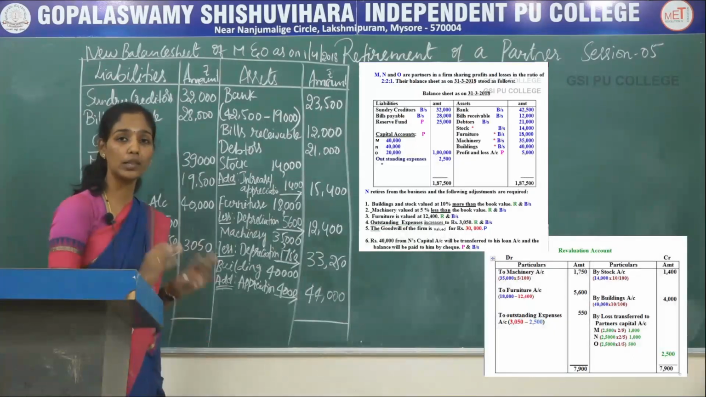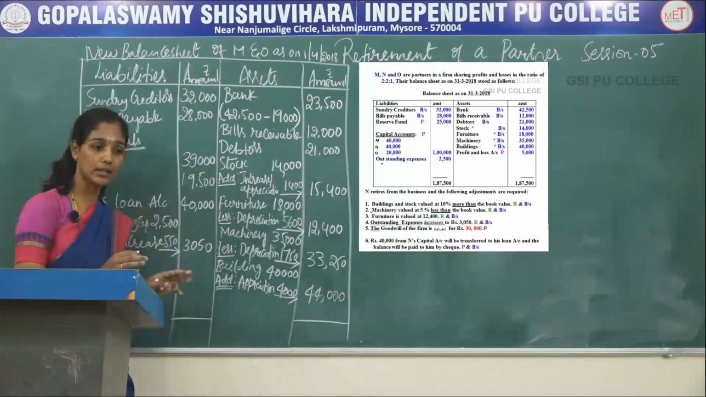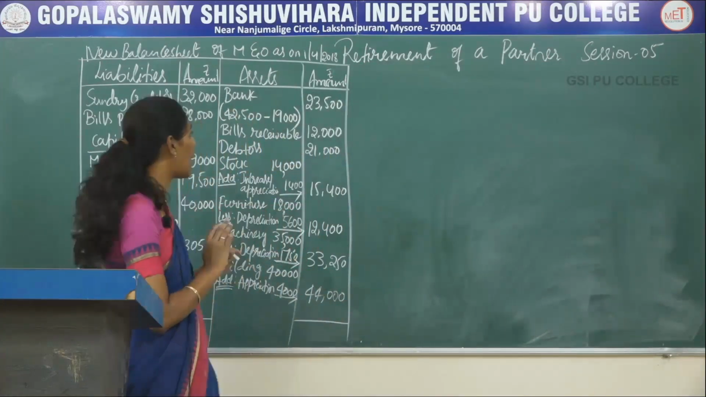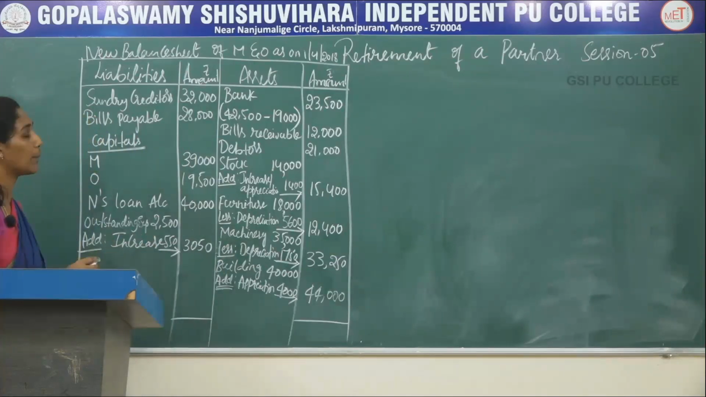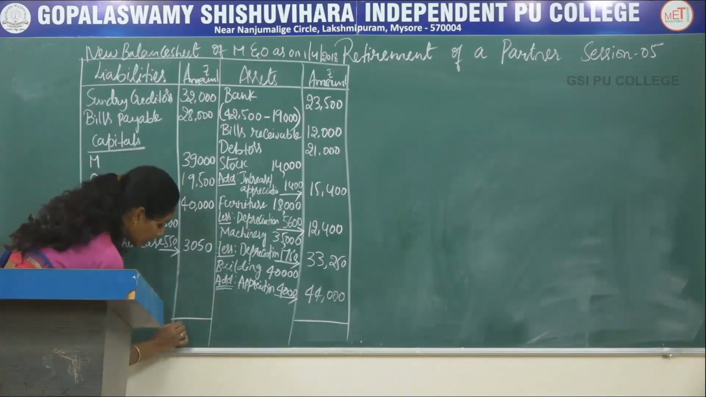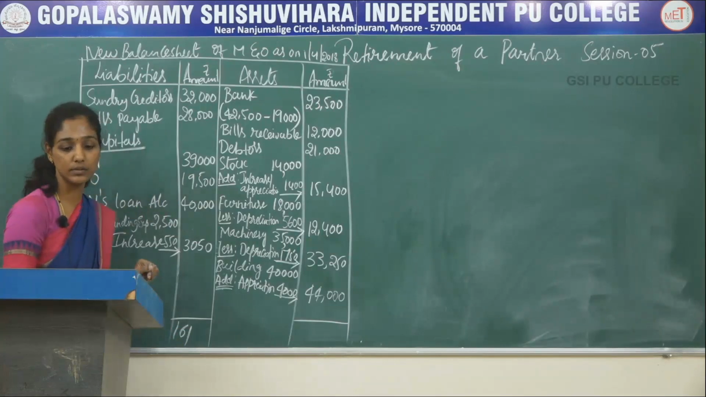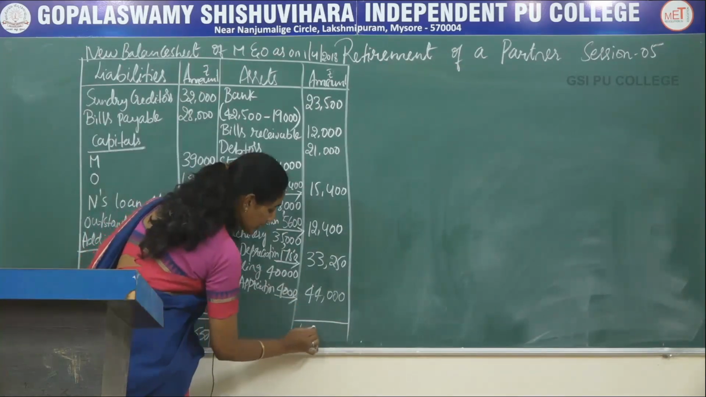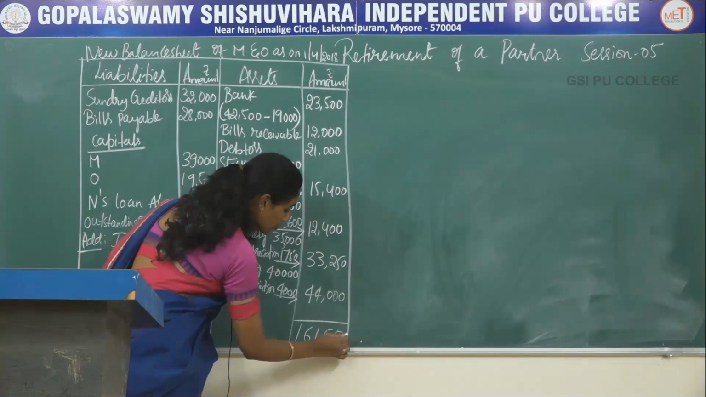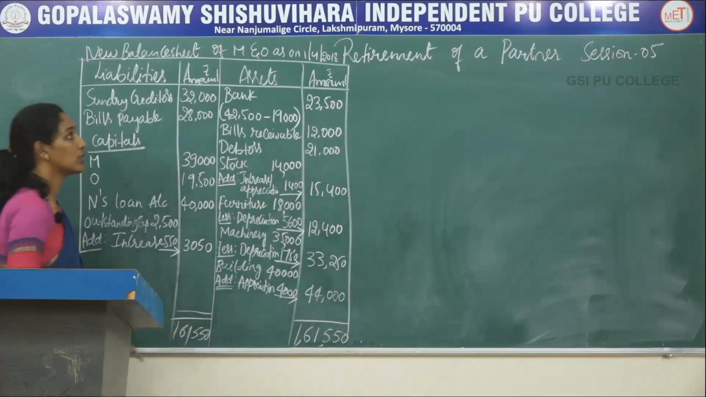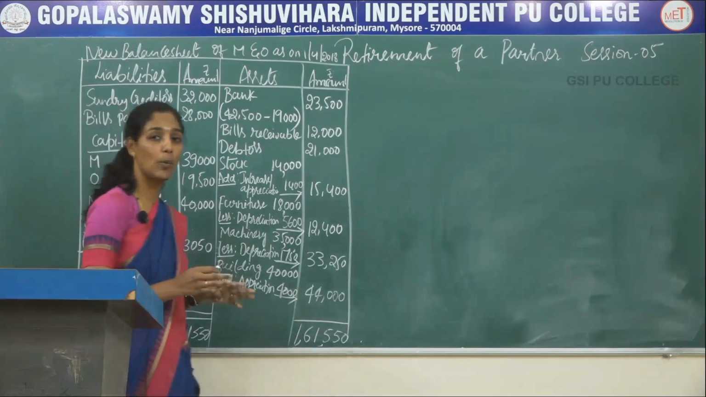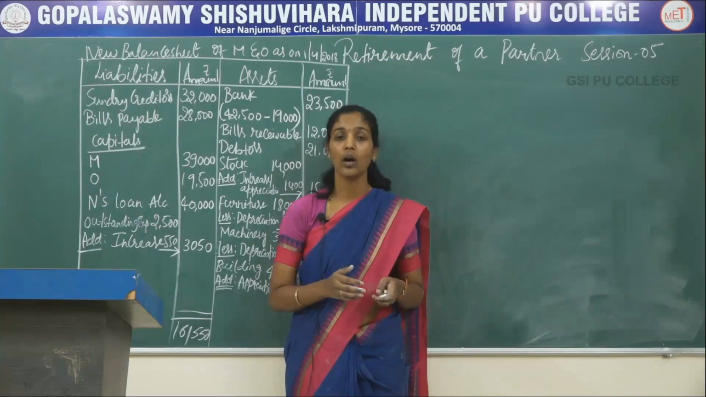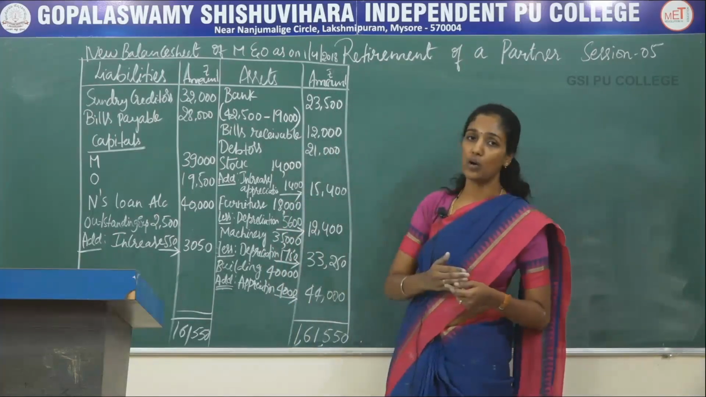Here we have taken all the adjustments and items which are given in your problem. So now you have to find out the total of the balance sheet. When you total the liability side, you will get 1,61,550. On the asset side also you will get the same balance, 1,61,550. So this is how we prepare the new balance sheet of continuing partners. They are nothing but M and O as on 1/4/2018.